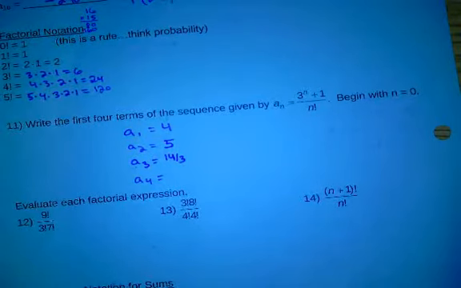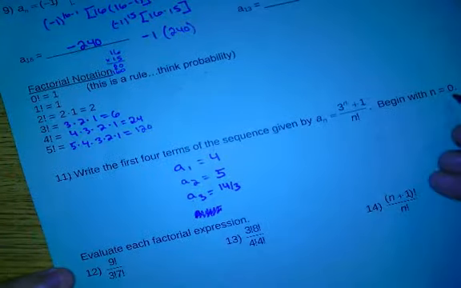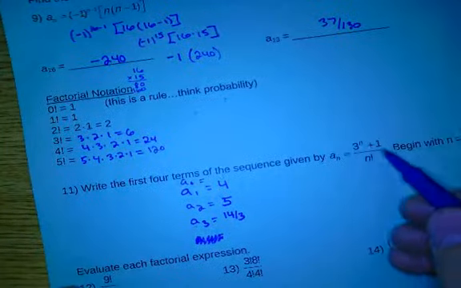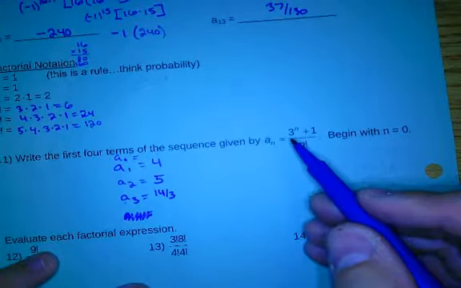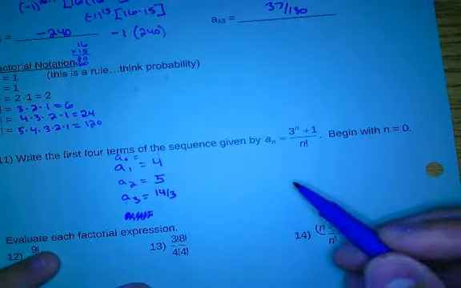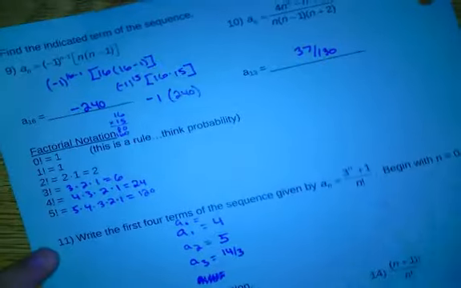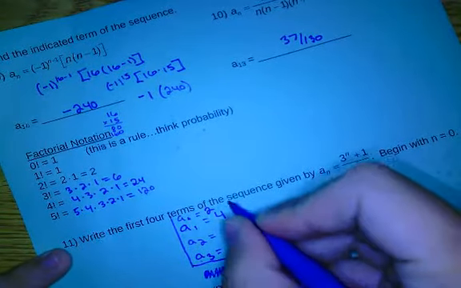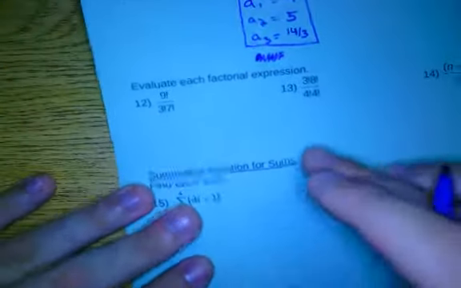Oh wait, it doesn't want A4. It wants the first 4 terms starting with 0. It says beginning with n equals 0. So what's A sub 0 going to be? 3 to the 0 is 1, plus 1 is 2, all over 0 factorial, which is 1. 2 over 1 is 2. So there's your answer. Reading is important.